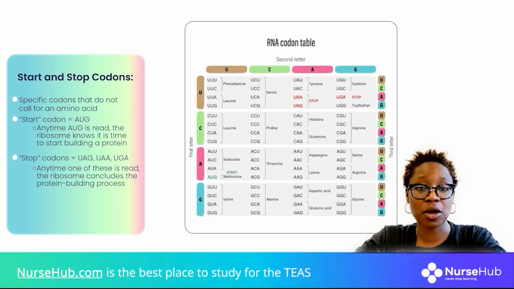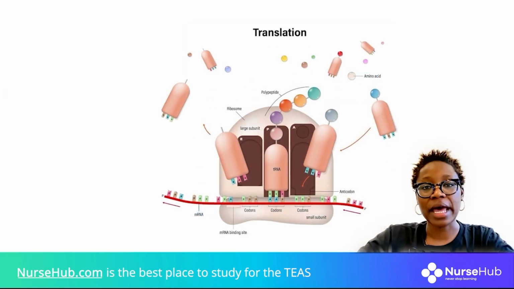The 3 stop codons are UAG, uracil, adenine, guanine, UAA, that's uracil, adenine, adenine, and UGA. No, not the University of Georgia, but uracil, guanine, and adenine. When the ribosome reads one of these codons, it knows that it has reached the end of the amino acid chain, and it should stop making the protein. Go ahead and review the rest of this lesson.